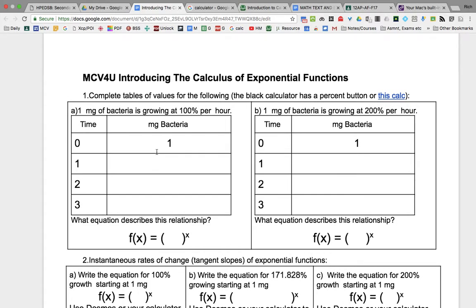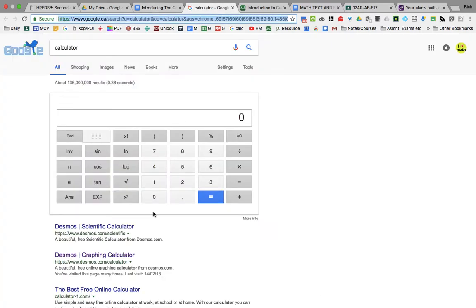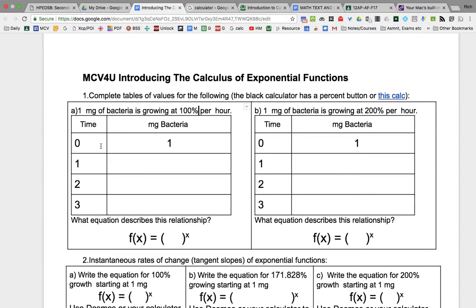On this specific handout, I just want to show you what we're going to do. So we're going to introduce the idea of bacteria growing. In the first case, you're going to start with 1 milligram of bacteria, and it's going to be growing at 100% per hour. So there's a link in Google Classroom to go to this calculator, and all I want to do is go 1 plus 100%. So when you add 100% to 1, what do you end up getting? 2. So what you want to do is come back to here and type in a 2 there.